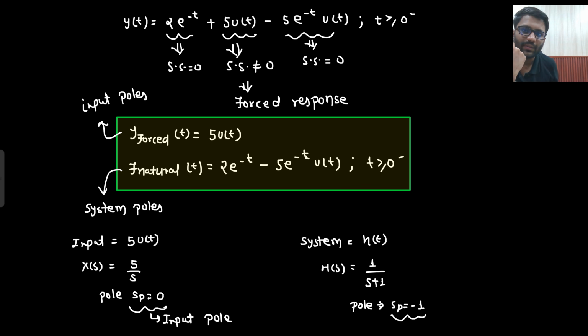Let's understand what I am saying. So what is your y(t)? y(t) is 2e^(-t) plus 5 into (1 minus e^(-t/tau)) into u(t), for t greater than or equal to 0 minus. This is your y(t), right?